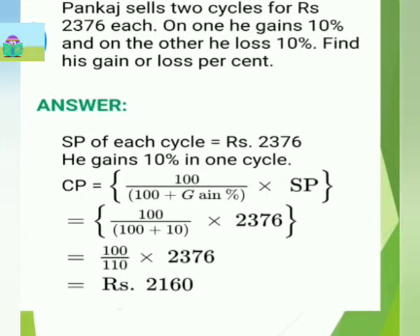Now the next question is that Pankaj sells 2 cycles for rupees 2376 each. It means the selling price of both the bicycles is given. Each bicycle's selling price is given to you, rupees 2376. On one he gains 10%. Means by selling the first bicycle he is gaining 10% profit. And by selling the next bicycle he is having a loss of 10%. Now it is asking his net gain or loss percent.